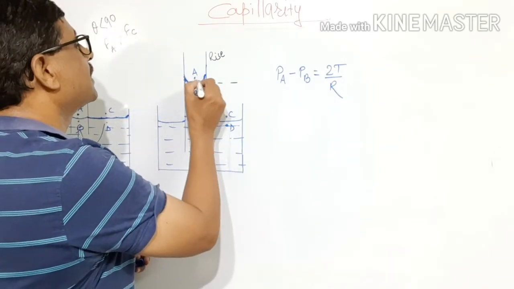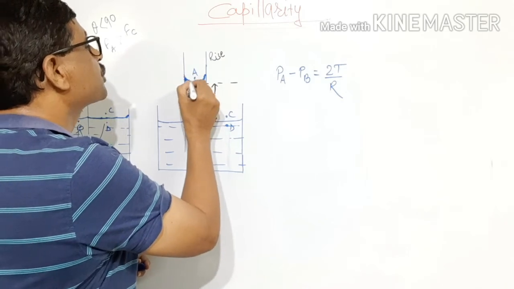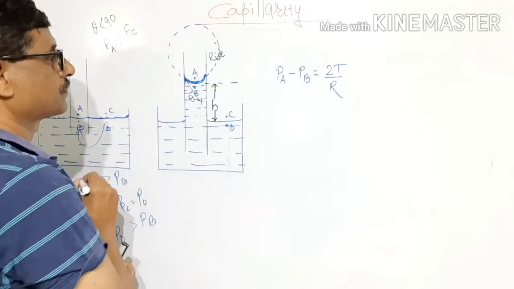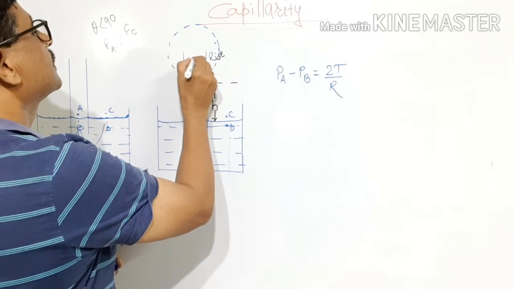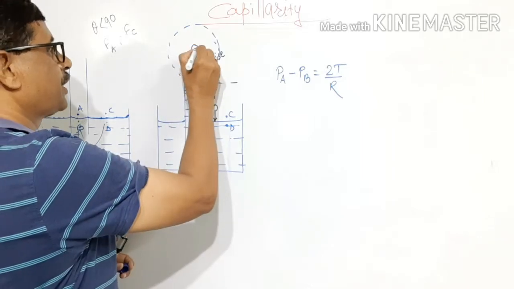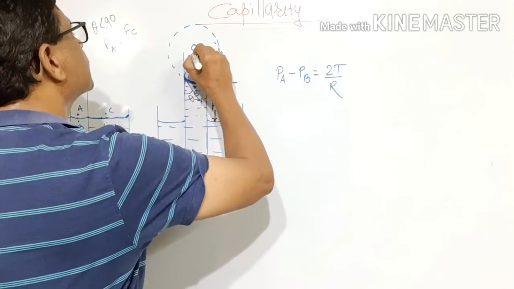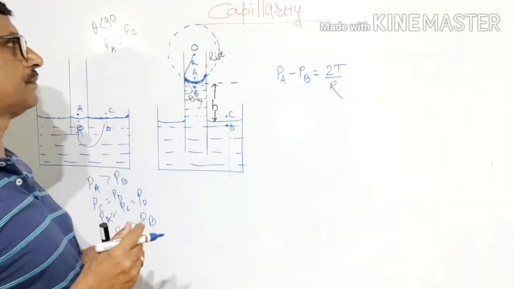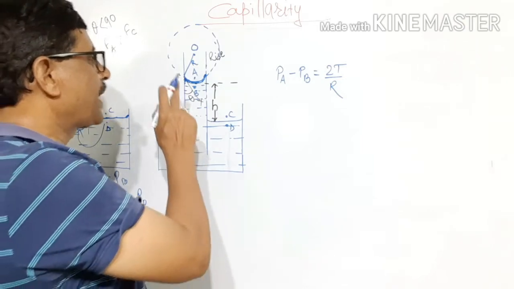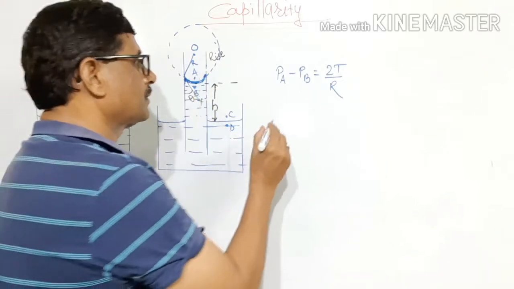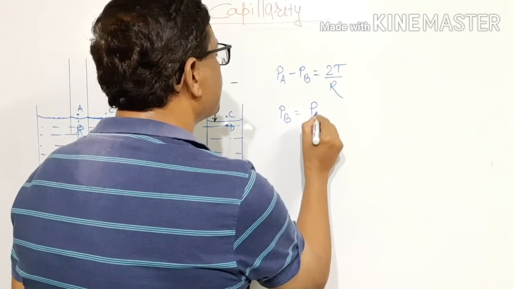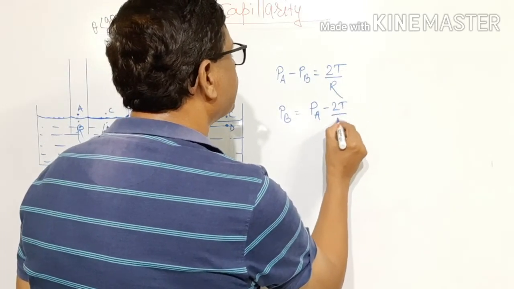Now, let us consider this is the meniscus. Now, we will draw a sphere for this one. The radius, this is the center of the sphere somewhere. Let it be represented by O. Now, this much is the radius of the sphere, capital R. Radius of the meniscus. Pressure at B is less than that of the pressure at A, or pressure at B can be written as pressure at A minus 2T divided by R.